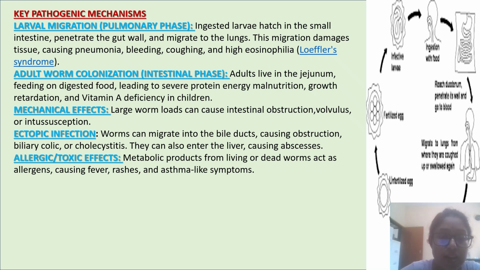Mechanical effects: large worm loads can cause intestinal obstruction, volvulus, or intussusception. Next, ectopic infections. Worms can migrate into the bile duct, causing obstruction, biliary colic, or cholecystitis. They can also enter the liver, causing abscesses. Allergic or toxic effects: metabolic products from living or dead worms act as allergens, causing fever, rashes, and asthma-like symptoms.